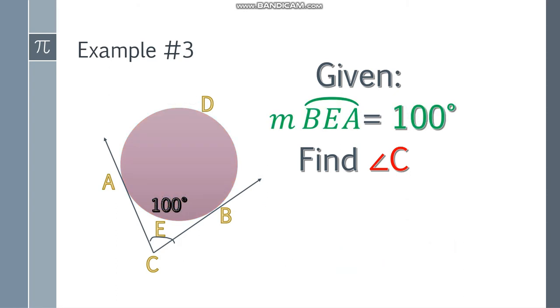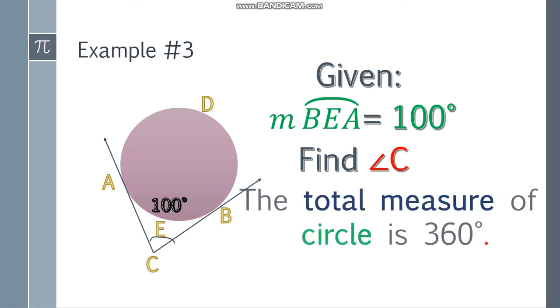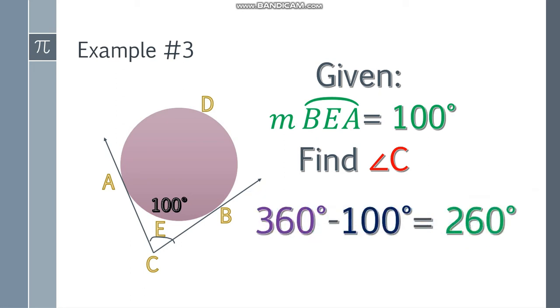Next example. What if we have only the given of the smaller arc? We are only provided with the smaller arc, which is 100 degrees, and we are asked to find angle C. So same as what we did in example number 2, the total measure of a circle is 360 degrees. So 360 minus 100 to find the larger arc, and we have the answer of 260 degrees.